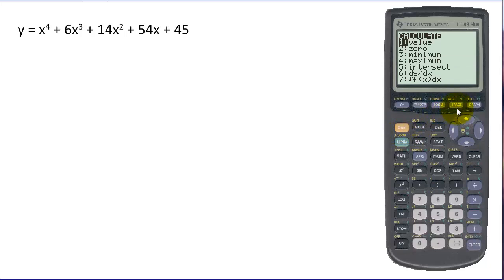So let's do second calc, zero, and now we need to go left of the first zero, which will be over here. So we're still negative on the y. Okay, we just jumped over, so here we're up here somewhere, so let's hit enter. Now we need to go past the zero, so now we're negative, so we jump down here, press enter, enter. So we have a zero at negative 5. That is our first zero.